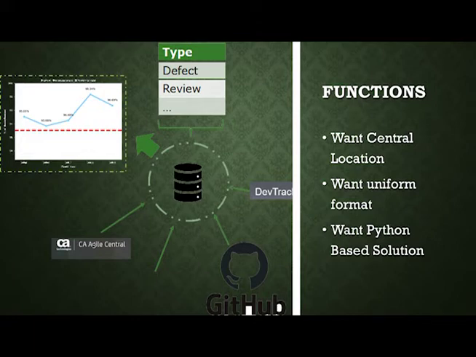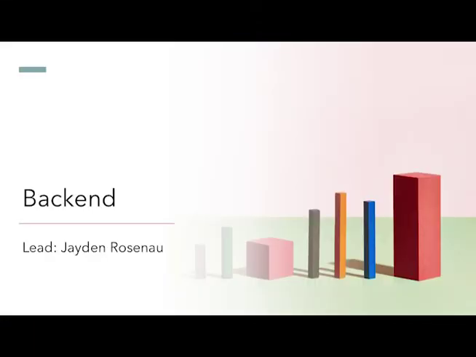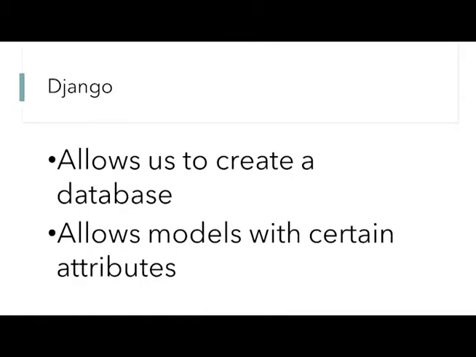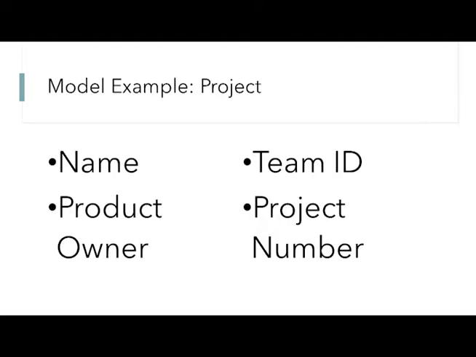Hello, my name is Jaden Rosna, and I will be talking about the back end of our project. For this project, we use Django, Python, and Django REST API framework. Django allows us to create a database and then create models with certain attributes we want our data to have. For example, John Deere project information, we want a project name, product owner, team ID, and project number.